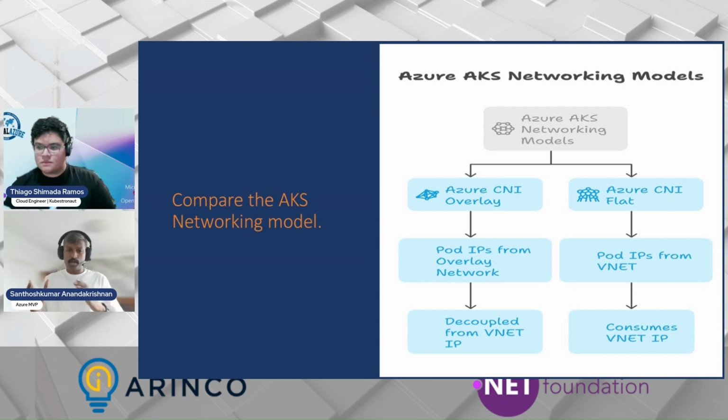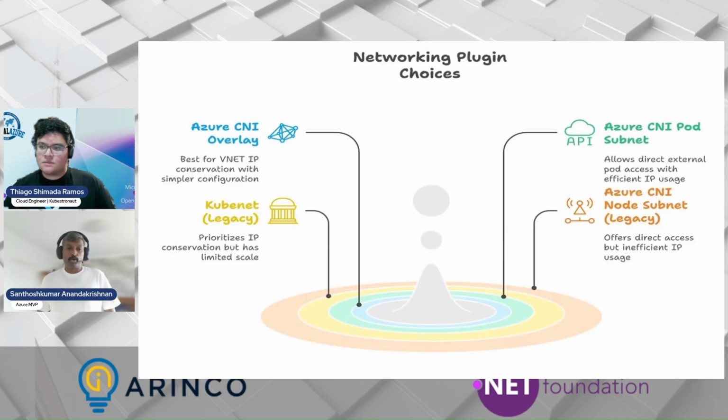It has two models, CNI overlay and CNI flat. Overlay will have a decoupled IP address. The flat model will have the IP address on the same VNet. So it is just giving you an option to compare and choose the best. And the most recommended network plugin choices in the next slide will speak about the Azure CNI overlay model. Kubenet we didn't discuss because it's a legacy.